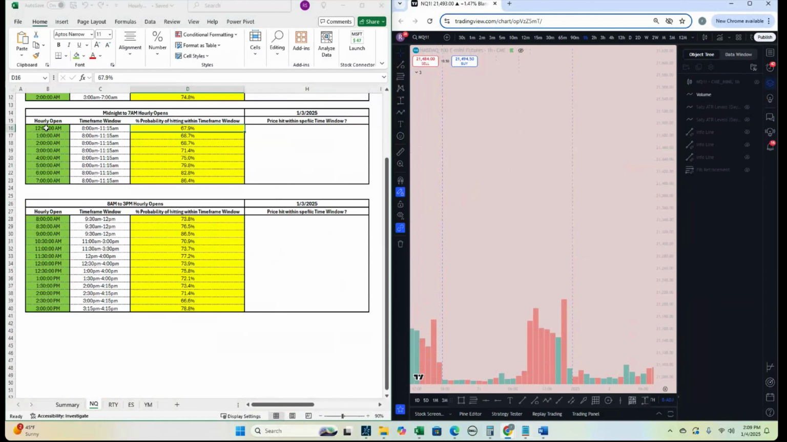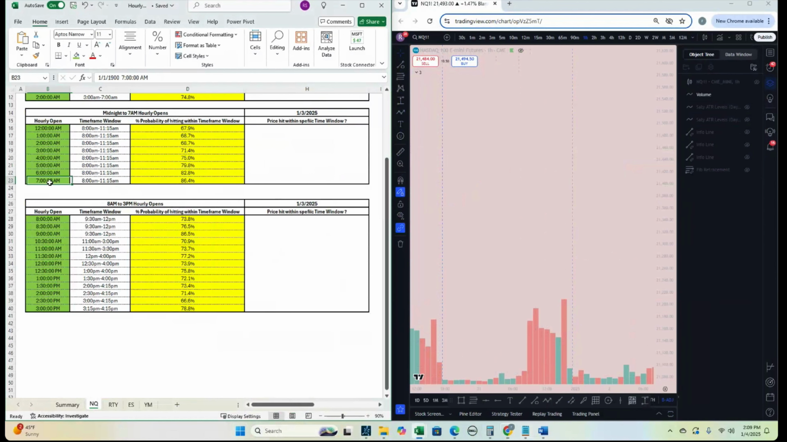So statistically, midnight, we tag that from 8 to 11:15 on NQ 68% of the time. 1 o'clock, 1 a.m., between 8 and 11:15, almost 69% of the time. 7 a.m., 86% of the time. You see how these get higher as we get closer to 8 a.m.?